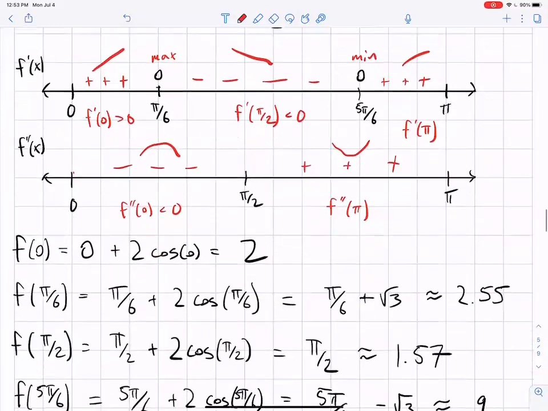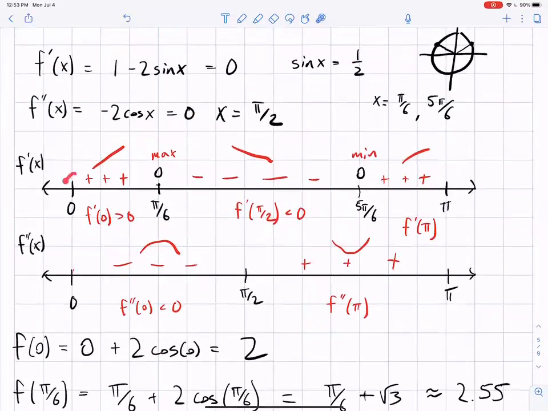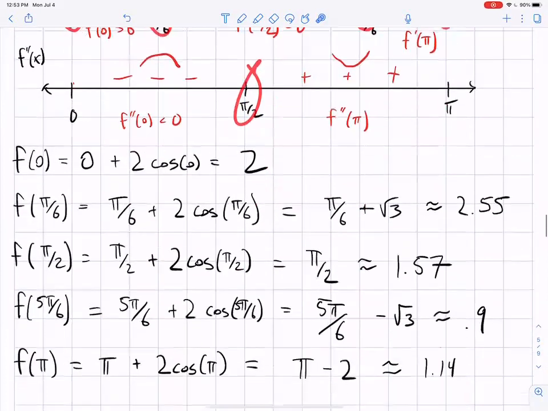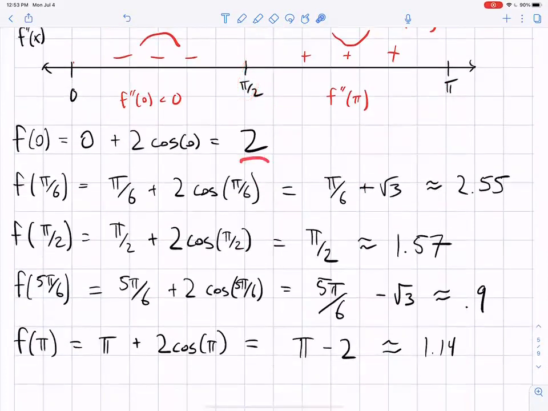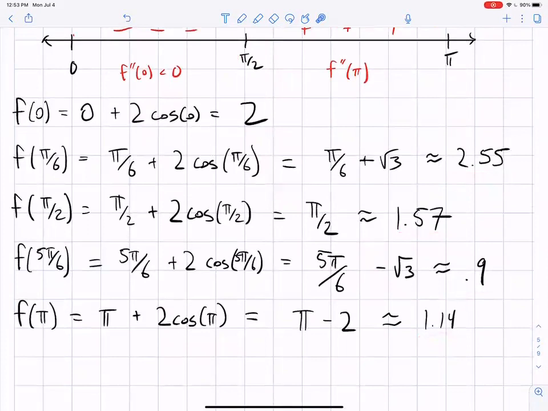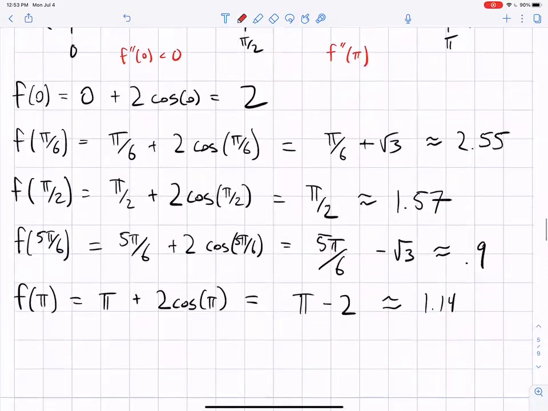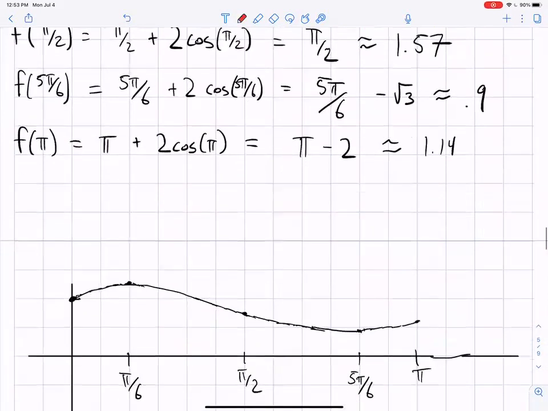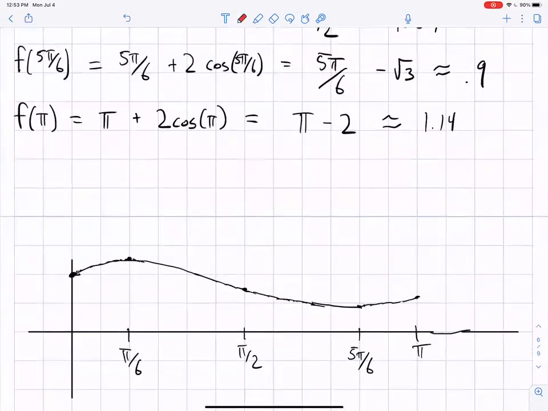And so now to anchor our graph, we're going to plug in the values of the endpoints, the critical points, and the inflection point. And that's what these 5 calculations all are. And so you get 2.55, 1.57, 0.9, and 1.4. Just to save us some time, I already did those ahead of time. But all you do is plug them into the function. And if you do that, you get this kind of graph.